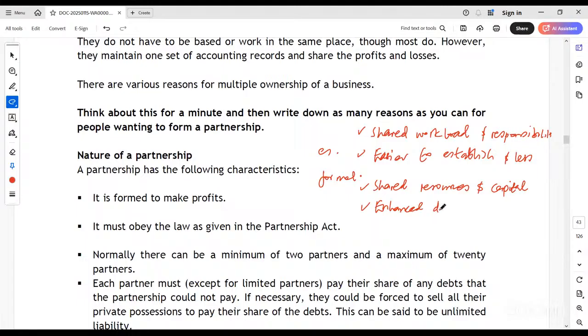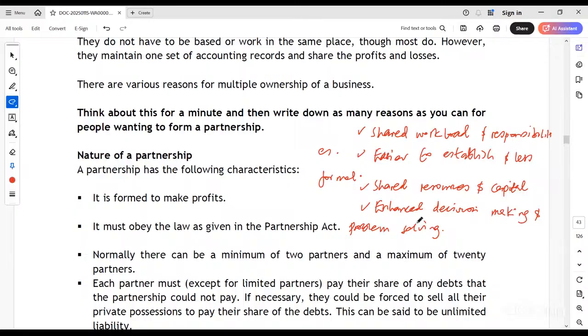Enhanced decision making and problem solving. Yes. So we have multiple perspectives. Remember, we have more than one individual who are going to be involved in the decision making, and this will lead to better solutions, of course, due to the different perspectives and insights from the different members. So that can also be an advantage.